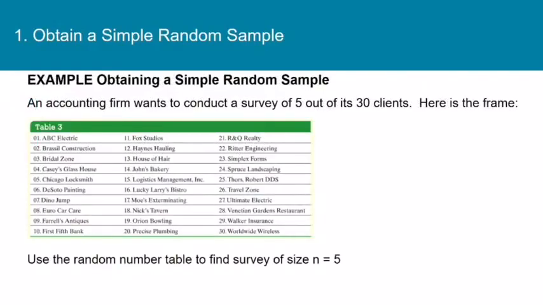So here is our example where we're going to obtain our own simple random sample. It says an accounting firm wants to conduct a survey of 5 out of its 30 clients. Here is the frame. So every client is listed and everybody has a number. And notice that these clients that have single digit numbers, they actually went ahead and gave them 2 digits. So 01, 02, 03. That way every client in the frame has the same number of digits, and that's important.